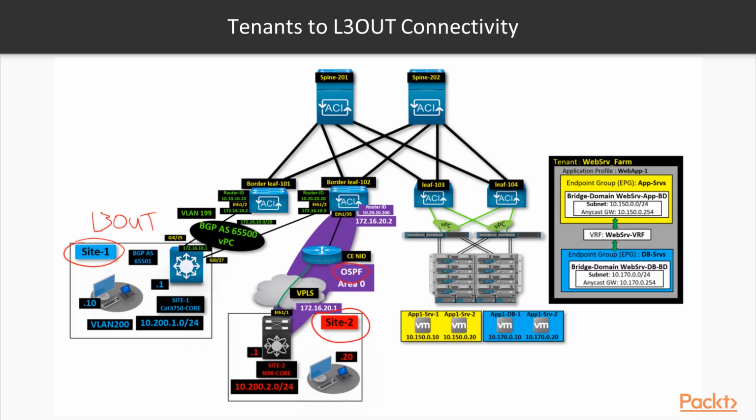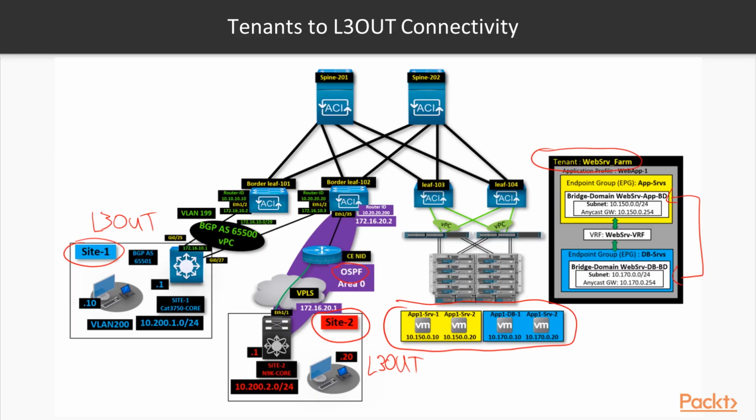Now, we need to provide access to both sites to our server environment, which resides inside ACI in the tenant called Web SRV Farm. So we configured that in our previous video. We created those endpoint groups, created the bridge domain, added the contracts, and they're talking between endpoint groups. So endpoint groups are currently talking, right? Because we created a contract and we allow that traffic through.